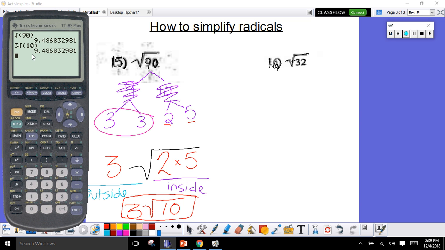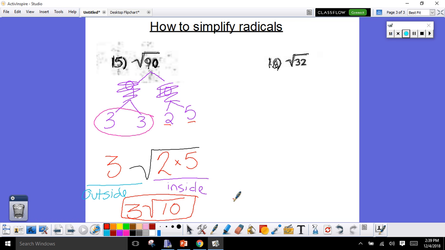I just simplified the square root of 90. I did not change it, I just simplified it. So therefore it should give me the same decimal. If it gives me the same decimal, then that means I did it correctly. And I am done. So let's try to work with the square root of 32. I'm going to try to simplify this as much as possible.